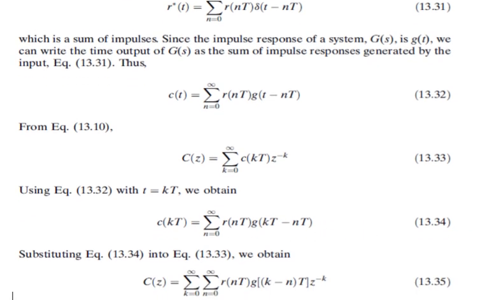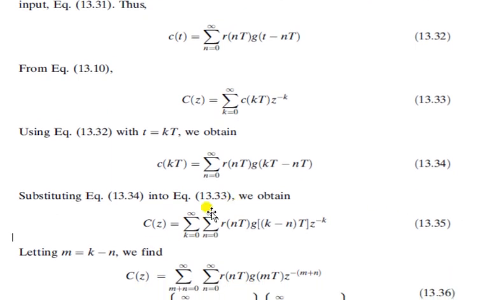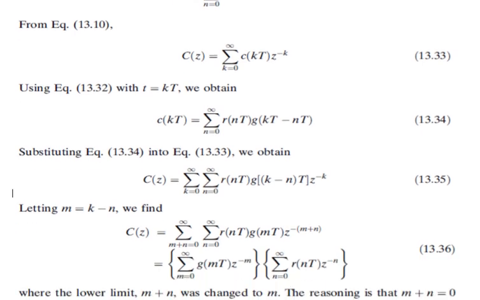Then from equation number 13.34 and 13.33, if you look at equations 33 and 34, instead of this CKT, we are going to put this complete term. So this will become CZ equal to summation of k equal to 0 to infinite, summation of n equal to 0 to infinite, then this complete term along with the z to the power minus k. So say this is the equation number 13.35.